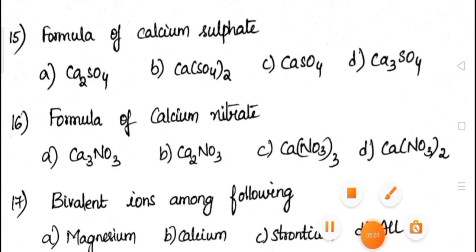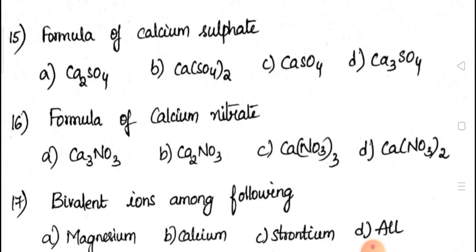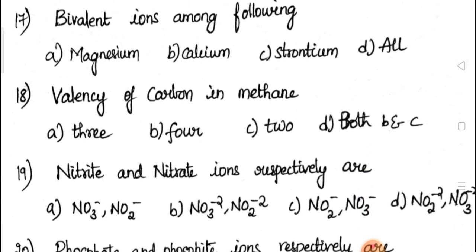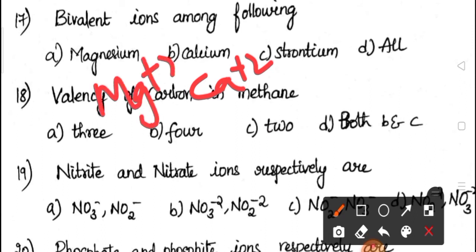Coming to the next question, that is the 15th question. Formula of calcium sulfate. Very easy questions I have given in this part of the quiz. 16th question. Formula of calcium nitrate. CaNO3 taken twice. This is the answer. Coming to the 17th question. Bivalent ions among the following. All are bivalent. Mg plus 2, Ca plus 2, strontium plus 2. So all are correct.